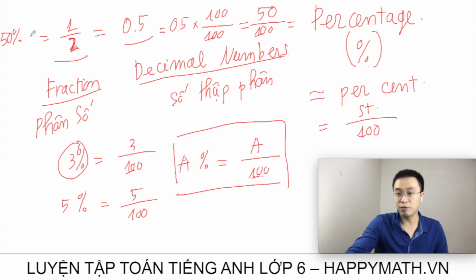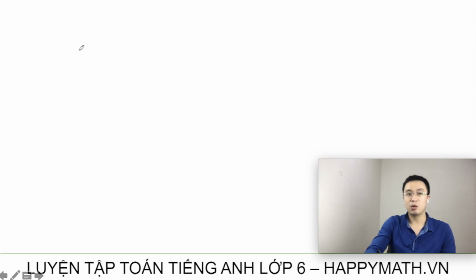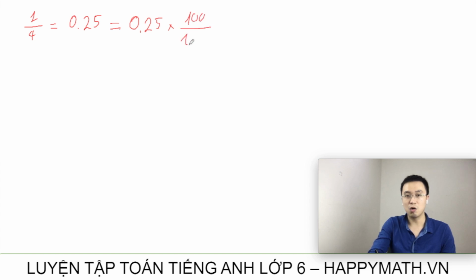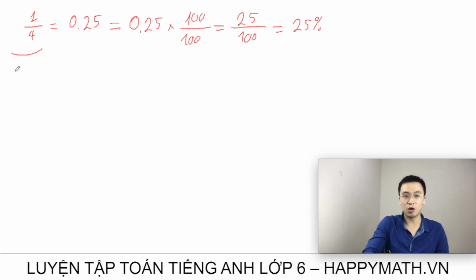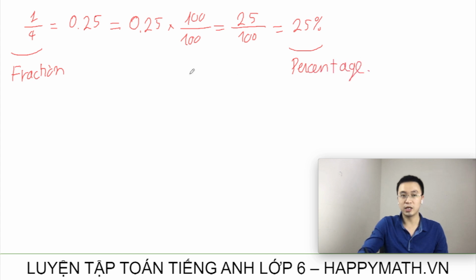Let's take an overview one more time. I have the fraction 1 over 4, which is equal to the decimal number 0.25. Then I take 0.25 and multiply with 100 over 100, and it becomes 25 over 100, and then I can write it down as 25%. That is how we convert from the fraction to percentage. This is the way.